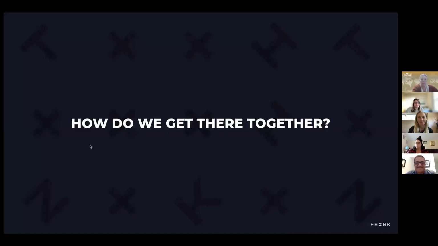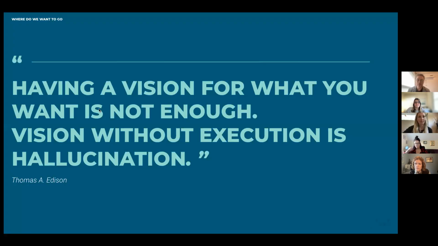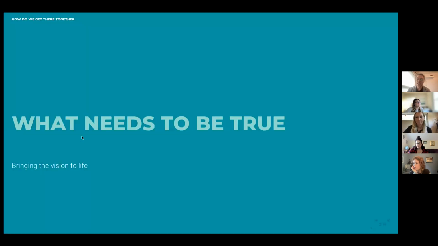So now we're going to move into how do we bring that vision to life? What do we need to change to make that true? And I'll let William give you a little bit of a setup before we go into our next exercise. Thanks, Shannon. So yeah, how are we going to get that together? We're going to think about this particular quote from Thomas Edison, because you can have a vision for what you want, but that's not enough, because vision without execution is hallucination. And that's not what we want to do. So we want to talk about what needs to be true for your part of Oregon in order to achieve that vision, or whatever it's going to turn into.